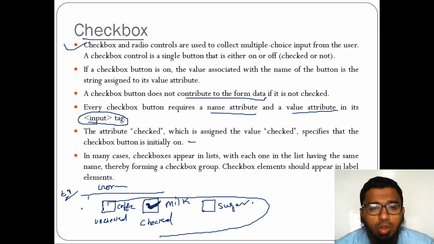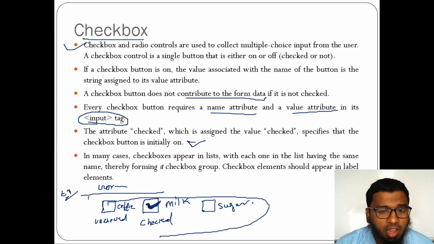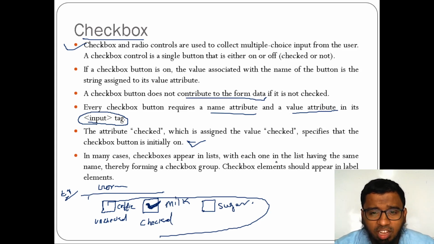So that also can be possible. Initially you can make it on, you don't need to click and check. Automatically, when the form loads, it will check. How will we see that? In many cases checkboxes appear in a list, with each one in the list having the same name, thereby forming a checkbox group.